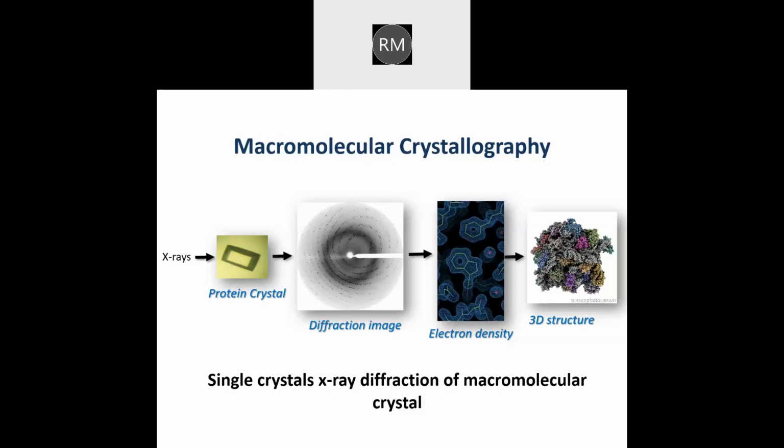So macromolecular crystallography is nothing but single crystal diffraction of a crystal which contains large macromolecules like protein, DNA or RNA. These are called macromolecular crystallography. The XRD, X-ray diffraction, is basically a powder diffraction.